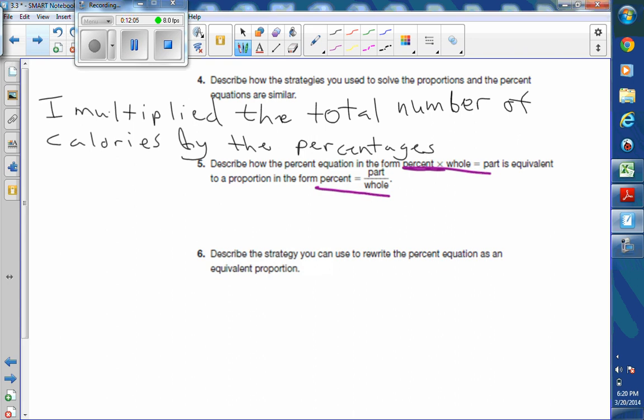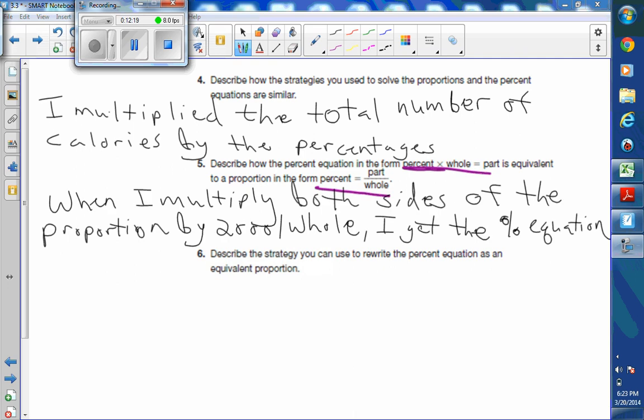Oh, so we should probably put a sentence together for number 5. Think about a sentence that would explain how those two types of equations are equivalent, and then come back here when you're done. Okay, so you should write something like this. When I multiply both sides of the proportion by 2,000, the whole, I get the percent equation. That happens every time.